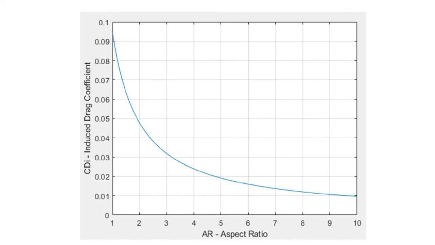So the higher the aspect ratio, the closer to quote-unquote infinite span a wing becomes. An infinite span wing will naturally have no span-wise flow induced by pressure differentials, so the closer we get to infinite span, the smaller our span-wise flows get, and therefore the smaller our induced drag gets. In simpler terms, as the span approaches infinity, the induced drag approaches 0.